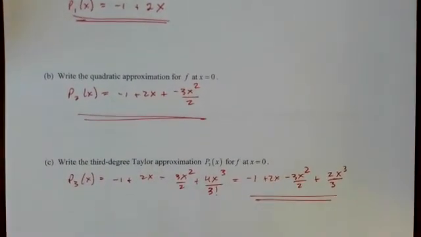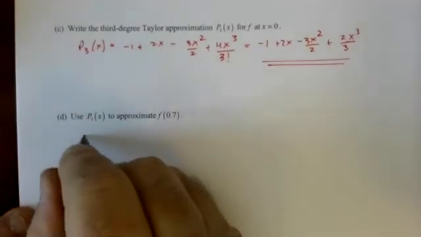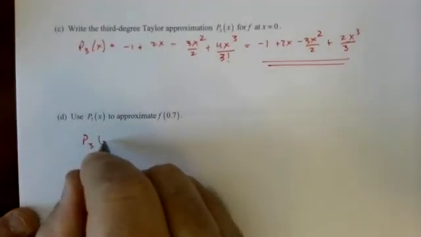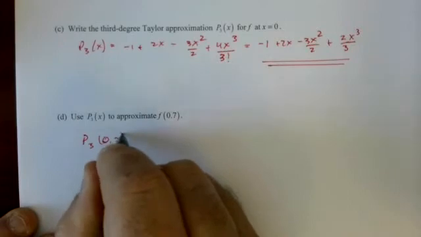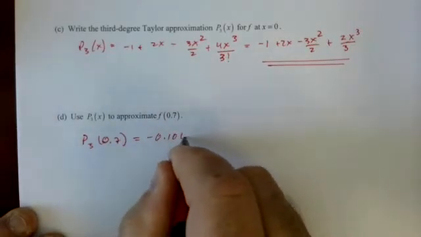Use, oops, sorry about that. Use P3 to approximate f of 0.7. P3 of 0.7 is -0.106.